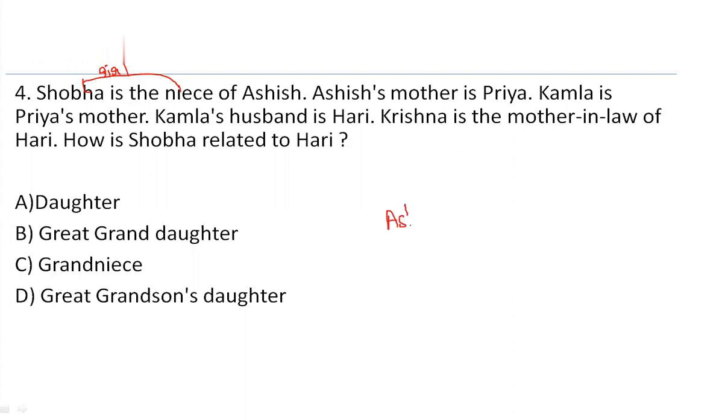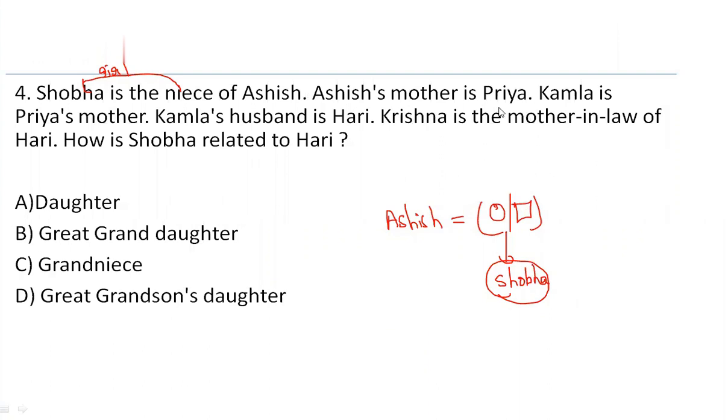Ashish's gender, I'm not confirming, so I'm writing Ashish here. Niece means, whatever the gender of Ashish might be, Ashish might be having a brother, might be having a sister. So that sister's or brother's daughter is nothing but Shobha, right? So Shobha is the niece means this is the representation. I don't know whether she is a daughter from Ashish's brother or a daughter from Ashish's sister. Niece means, according to the information we know regarding blood relations, you can represent like this. Okay, let's go for the next one.